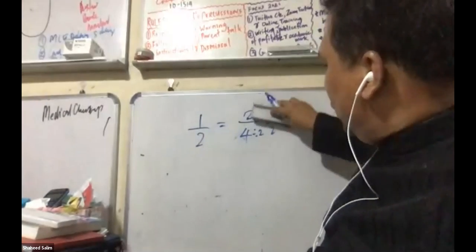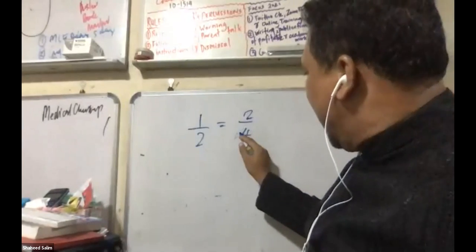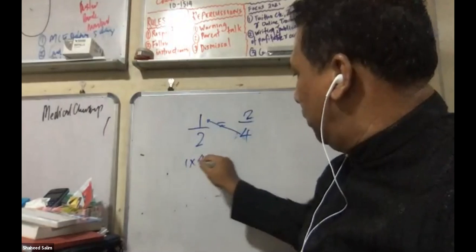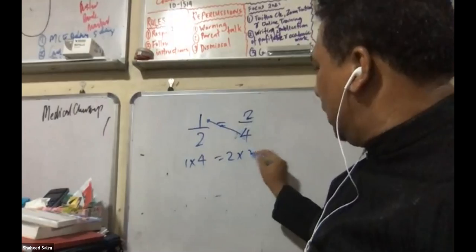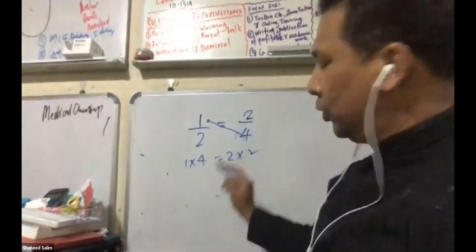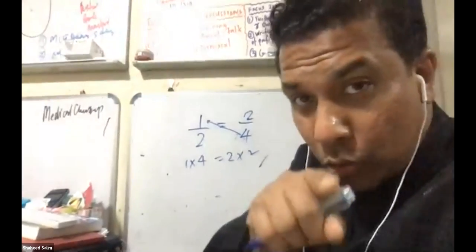So hold on. I'm going to show you something so that you understand why we can do this. Watch, as I bring this over up here, this one becomes 1 times 4. I bring this one over here, it becomes 2 times 2. Are they equal? 1 times 4 and 2 times 2? Yes.